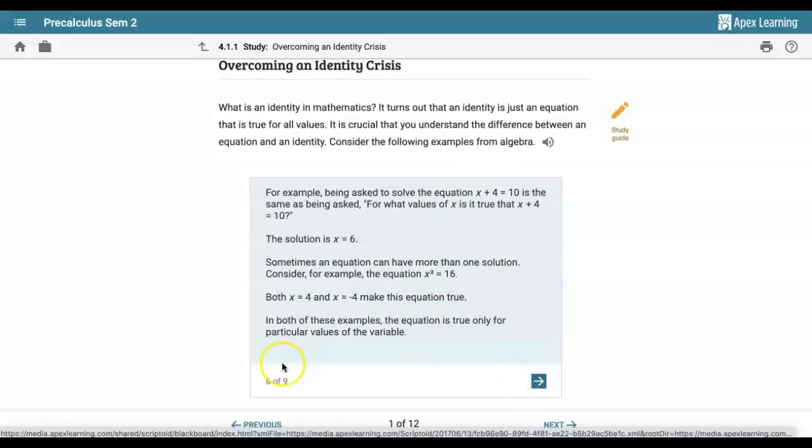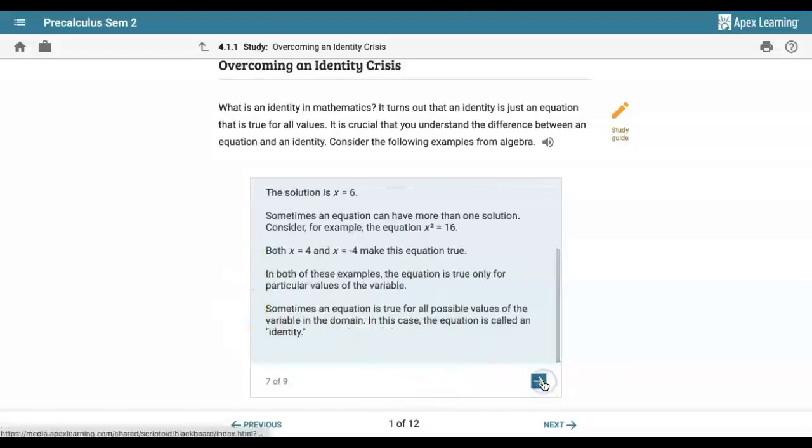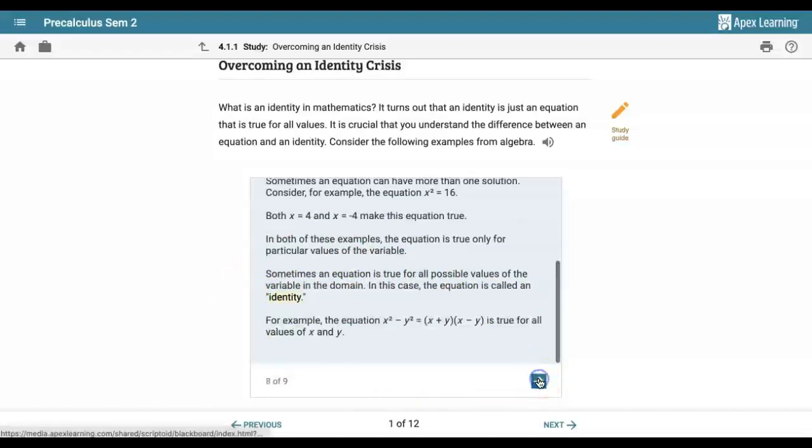So like we said, in these both examples, it is a specific set of values or a specific value that makes this equation true. But when we're dealing with identities, we're dealing with something that makes it true for all possible values, right? So, for example, we dealt a lot with this one already.